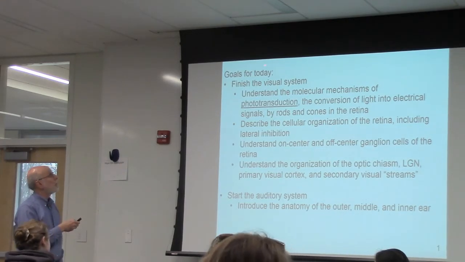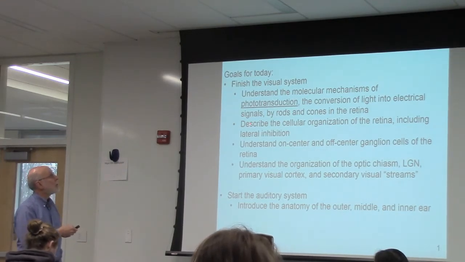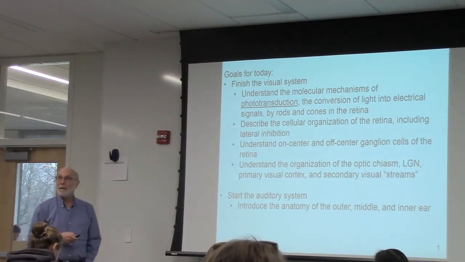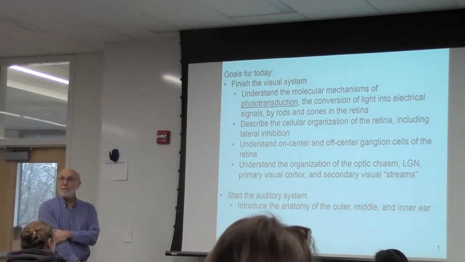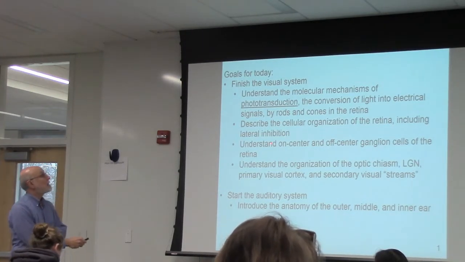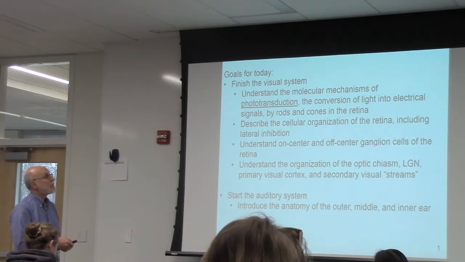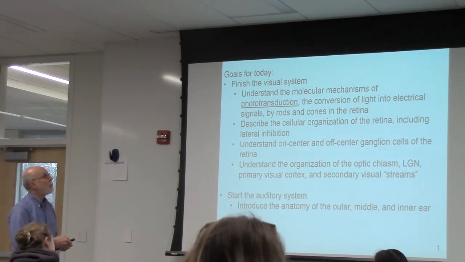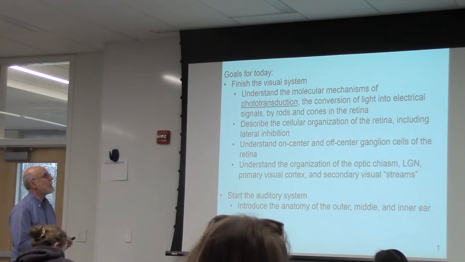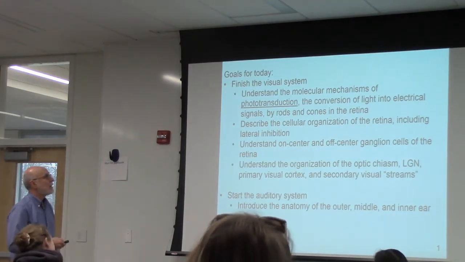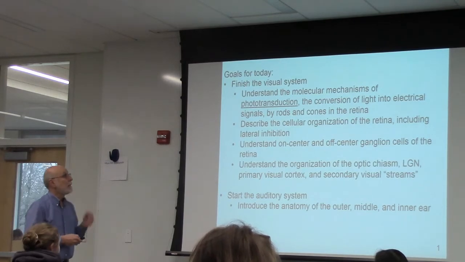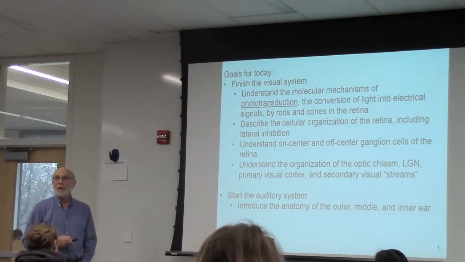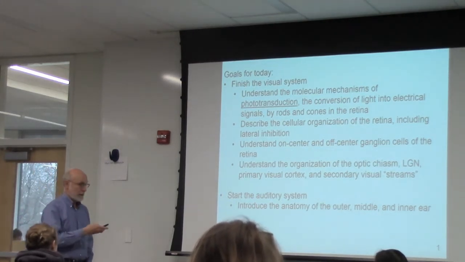So we'll understand phototransduction by the rods and cones. We'll discuss the cellular organization of the retina and how lateral inhibition is important in the retina. We'll talk about a specific set of the neurons that take information from the retina to the brain, so-called on-center cells and off-center ganglion cells, and then we'll go on to some anatomy of how that information is processed in the brain. And I hope there's time where I can introduce the auditory system, which is where we're going next.